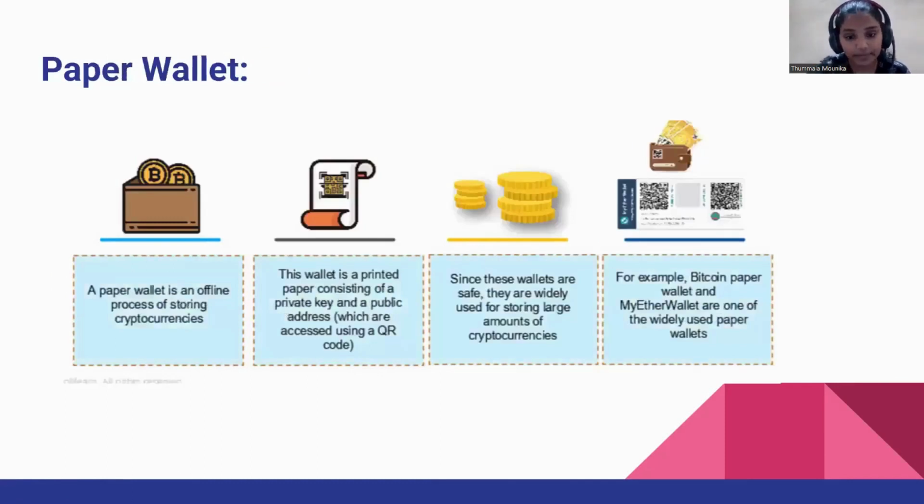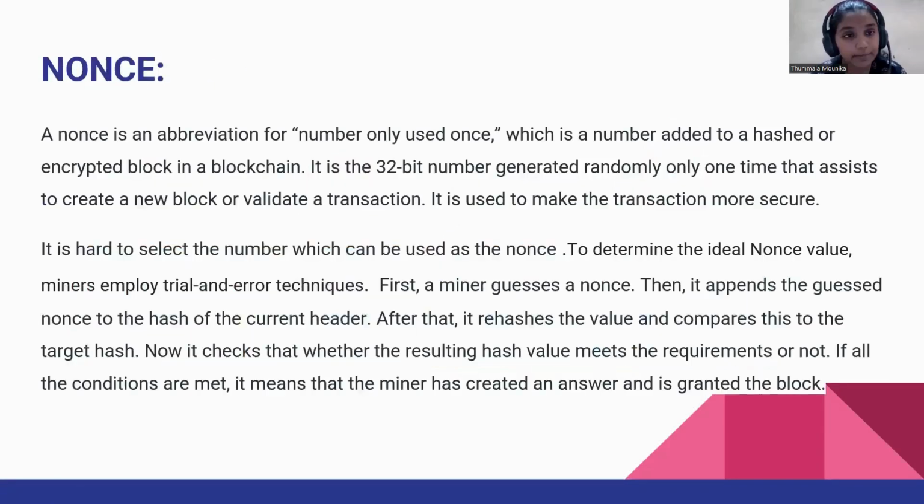And the paper wallet. A paper wallet is an offline process for storing cryptocurrencies. This wallet is a printed paper that has both your private key and public key, which are accessed using a QR code. Since these wallets are safe, they are widely used for storing large amounts of cryptocurrencies. Bitcoin paper wallet and MyEther wallet are some of the widely used paper wallets.